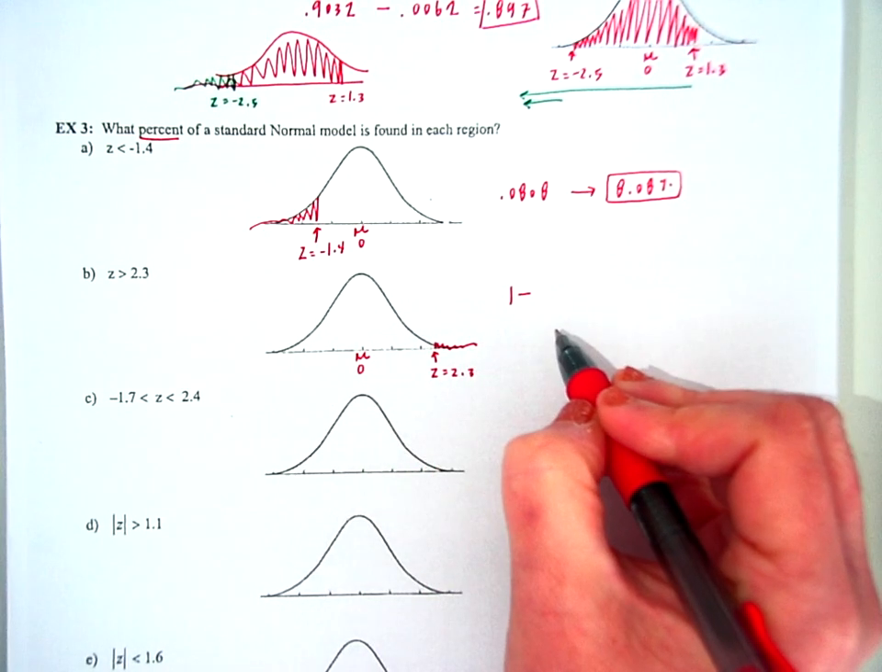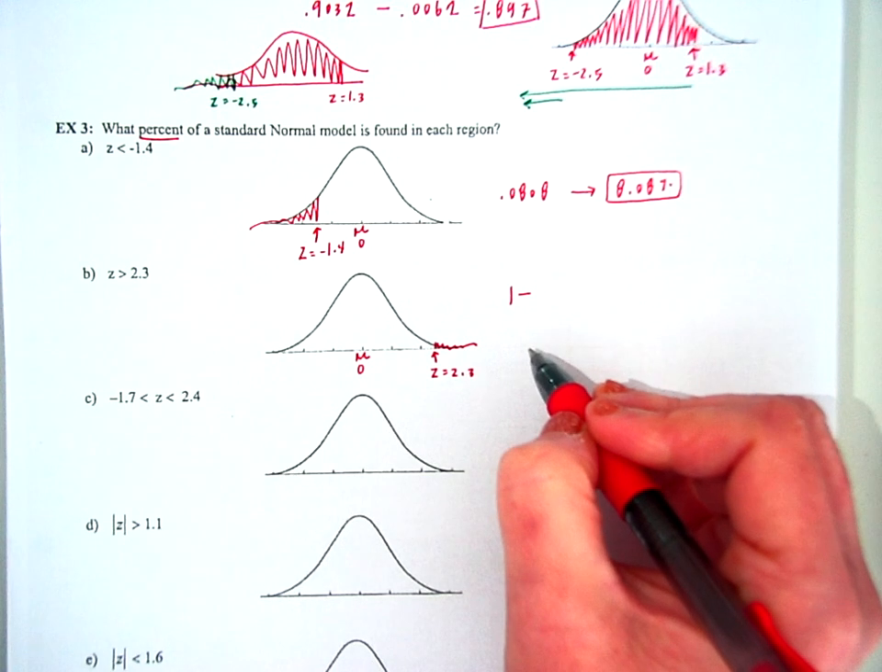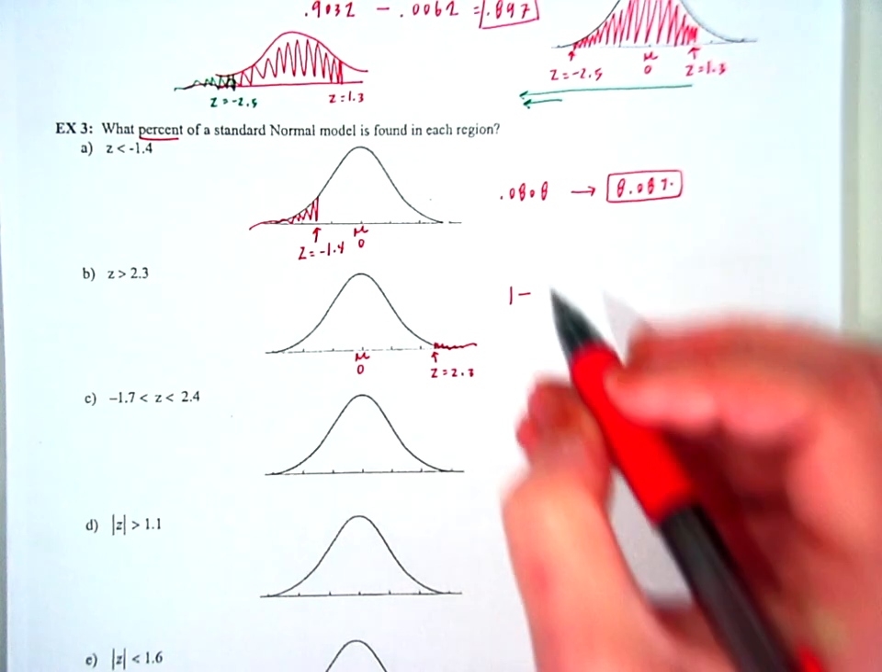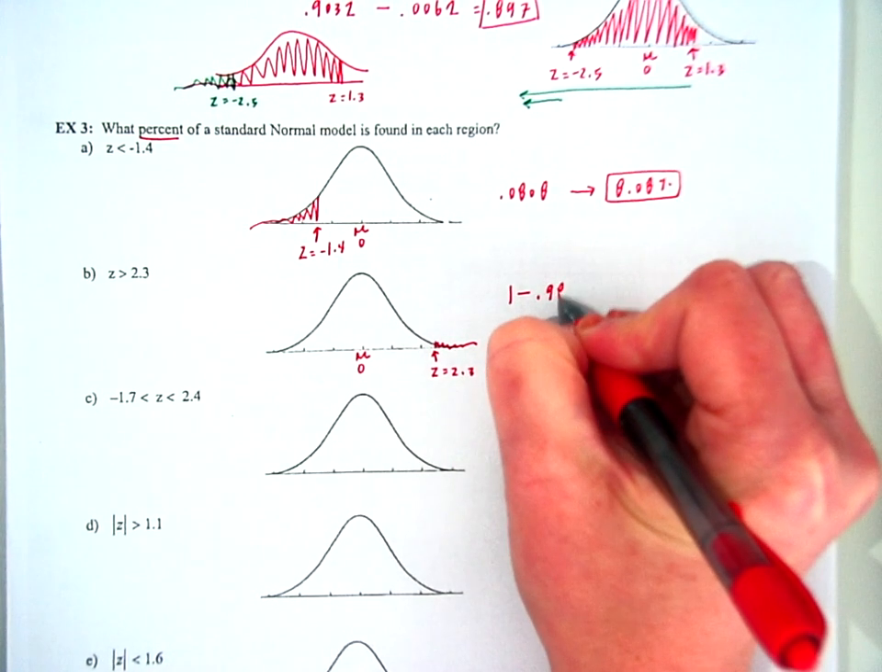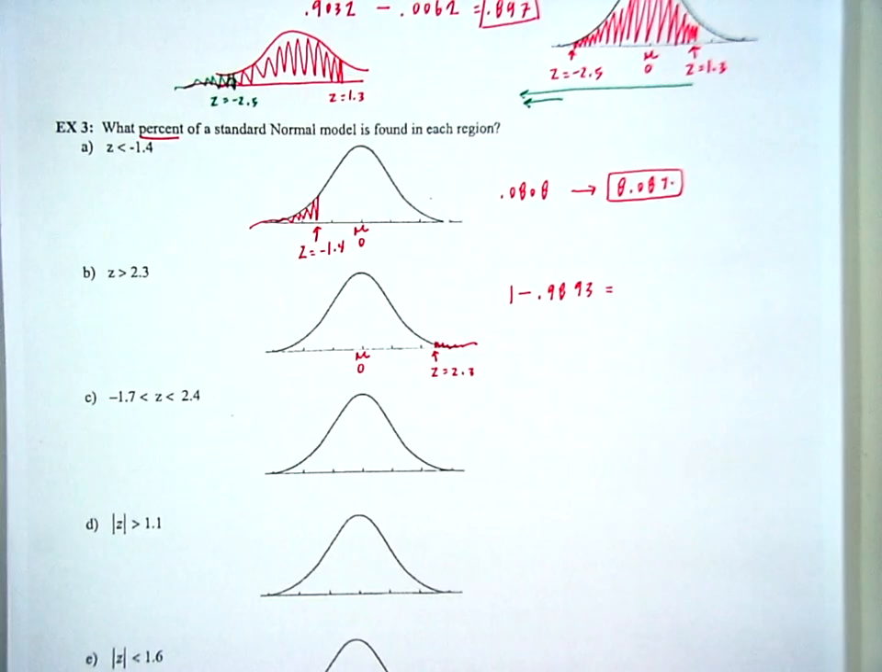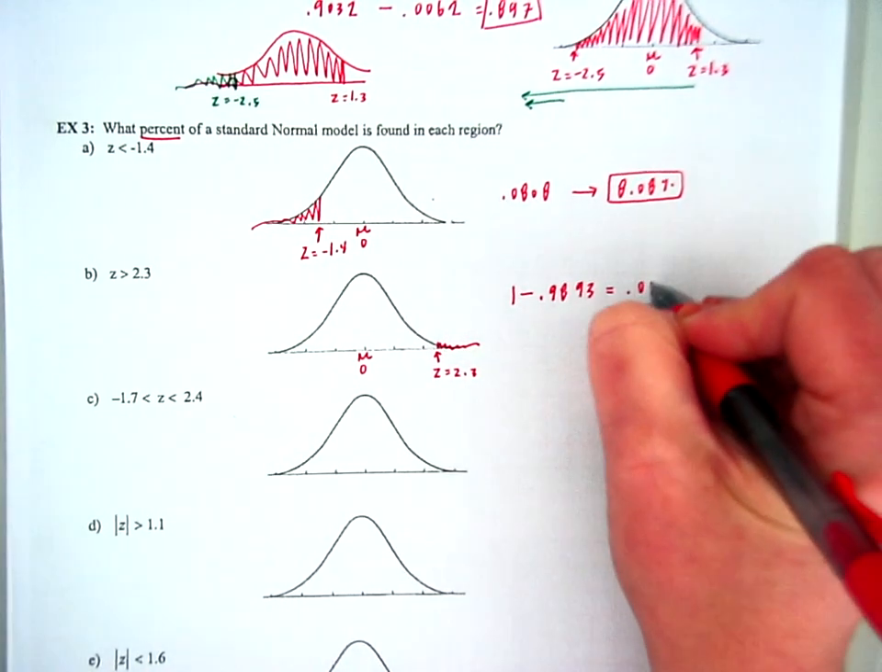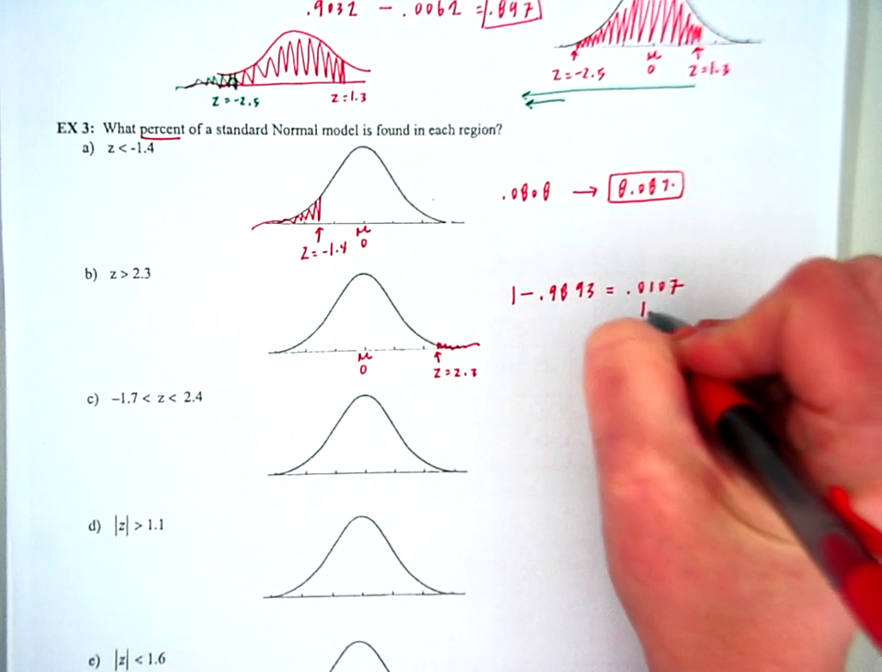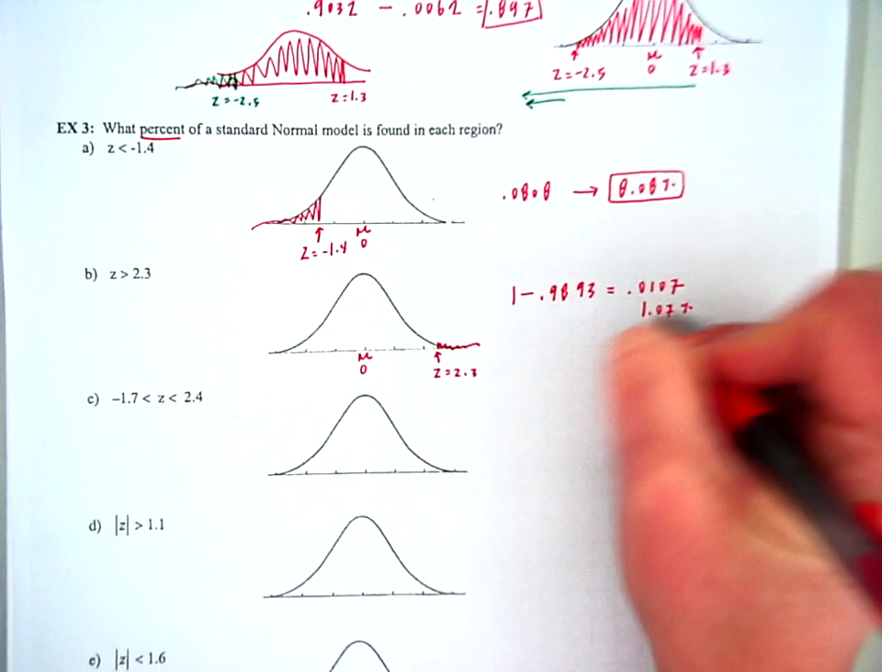So let me look at my chart. That 2.3 was 0.9893. So 1 minus 0.9893 is 0.0107, or 1.07%.